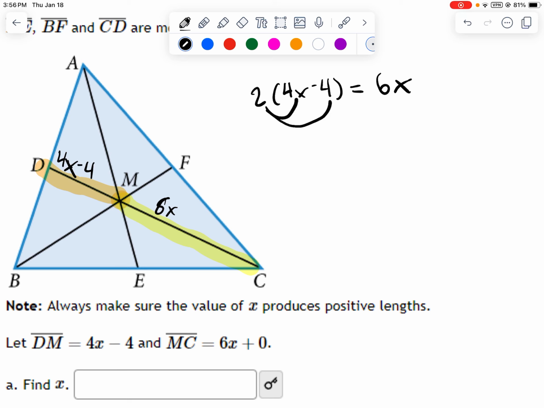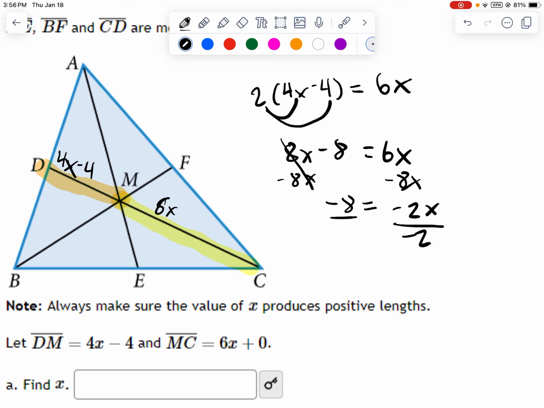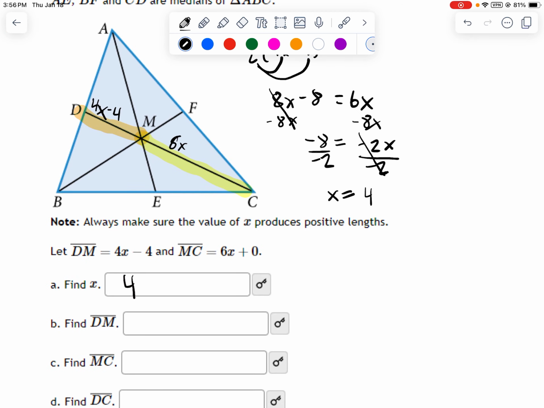So I'm going to distribute that 2 through. So 8x minus 8 equals 6x. And then from there, you're just solving for x. You want to get all of your x's on the same side, so I'm going to subtract 8x to move it over. So we get negative 8 equals 6x minus 8x, which is negative 2x. Then you just finish solving for x. Get it alone. It's being multiplied by x. How do you undo multiplication? Division. Divide both sides by negative 2, and we get x equals 4, because negative 8 divided by negative 2 is 4. There is your answer for x.